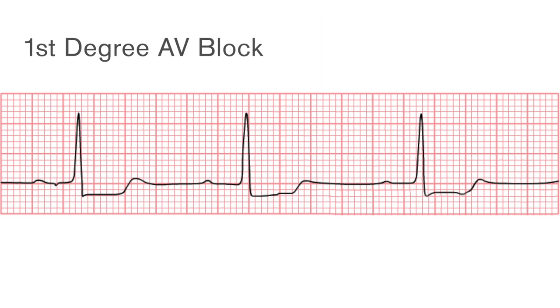Now we get back to the AV blocks. With a PR interval longer than 0.20 seconds, this rhythm is classified as a first-degree AV block. This is a perfect example of a relatively harmless arrhythmia. But what causes AV block?